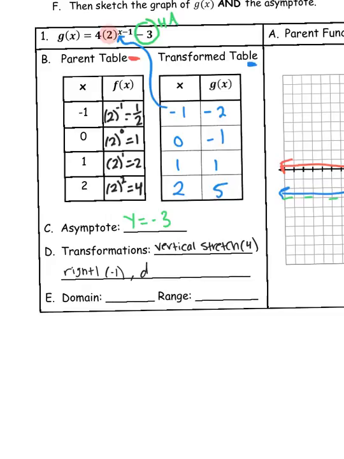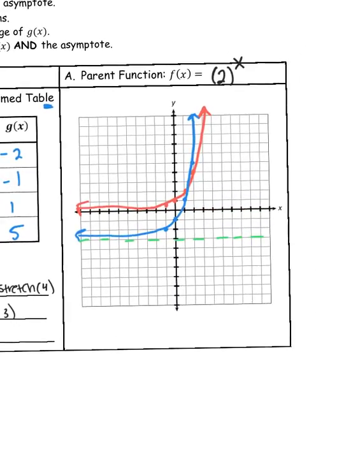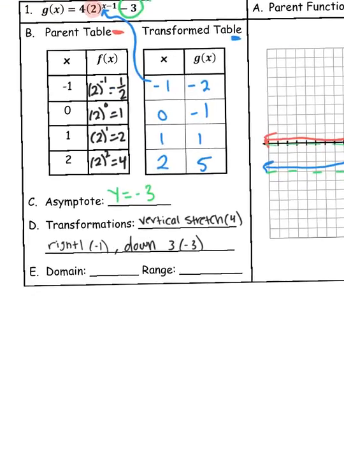Then I'm going to move down 3, and that's because of the -3 that's in the back. So my original asymptote on the red curve was at 0 here, and I've moved that asymptote down 3 now, so that's why it's at -3.